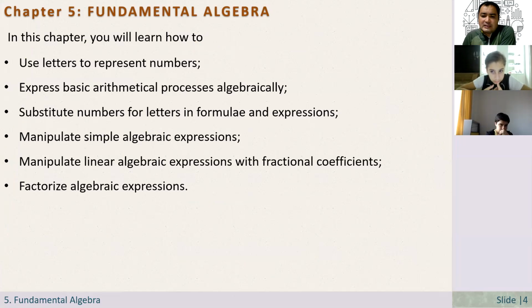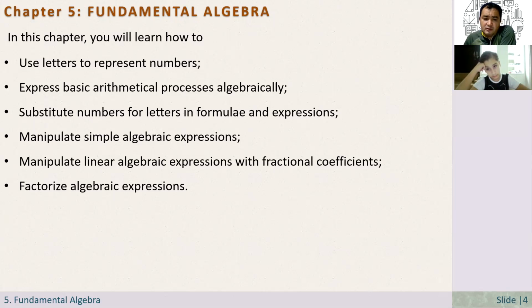In chapter 5, it is just an introduction to algebra. We will learn how to solve very simple equations. We will learn how to introduce variables to denote the unknowns, and use letters to represent numbers, and express basic arithmetical processes algebraically, like the sum of two numbers. How do we express this? One number exceeds another number by 5, for example. The product of two numbers, and speed-time problems, this kind of stuff, okay?